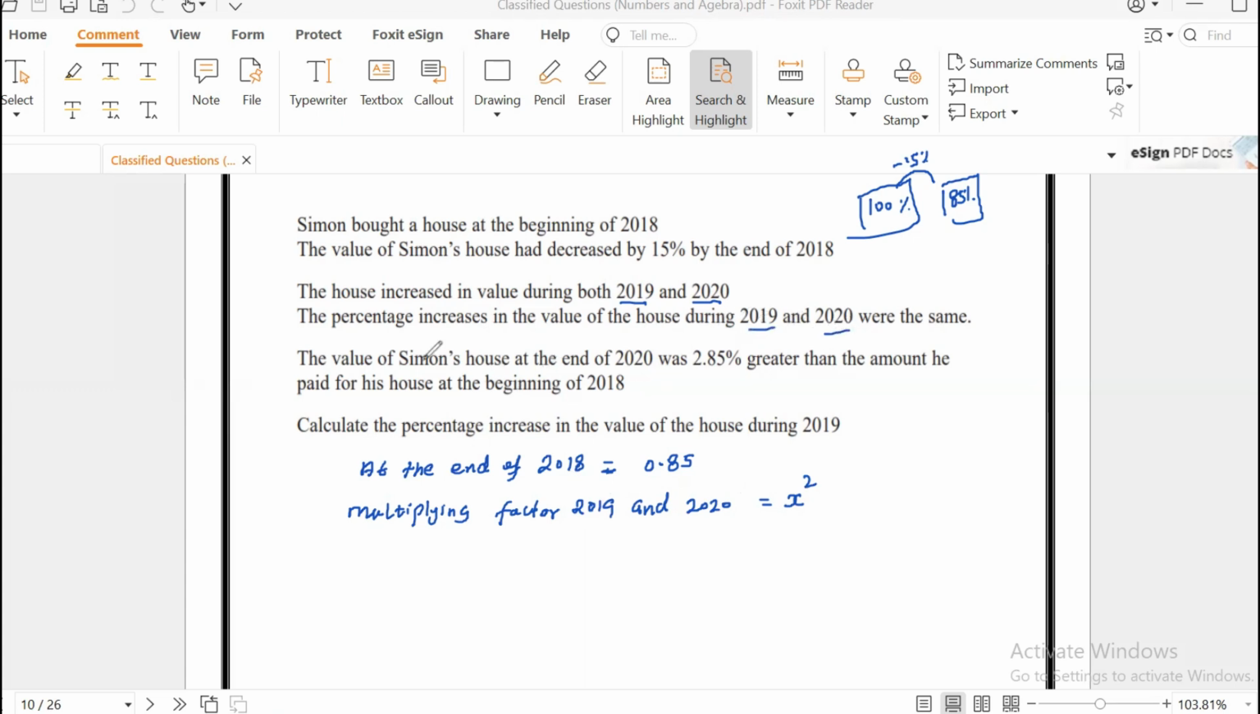After this, the value of the Simon house at the end of 2020 was 2.85% greater than the amount he paid for his house at the beginning of 2018. Means at the end of 2020, the percentage increase is 2.85% of the original. Means if the original is 100%, we can add 2.85%, which is equal to 102.85%, or we can say 1.0285.